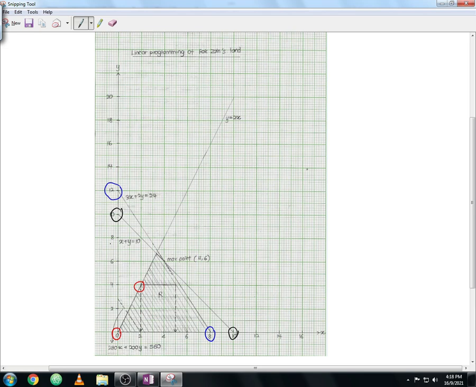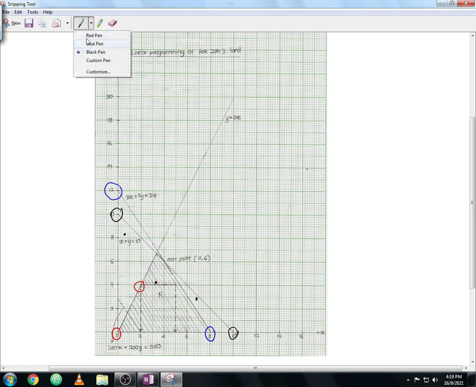Since it mentioned that x plus y should be less than or equal to 10, you should be shading the lower region, not the upper part, guys. So you need to mark in every possible region over here. You make a mark over here, over here, and over here. So that is for x plus y less than or equal to 10.